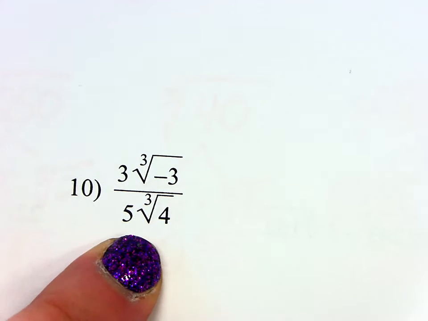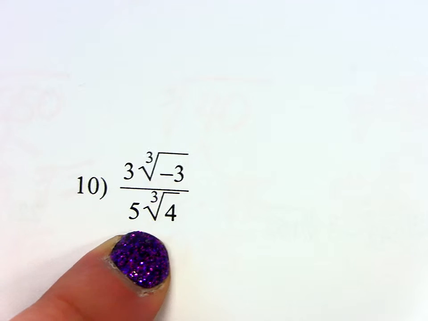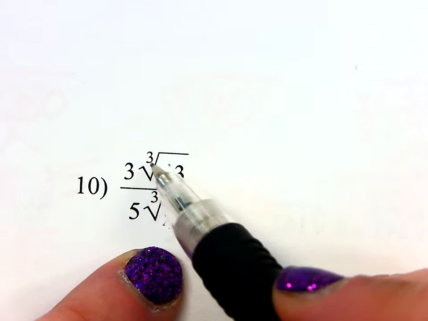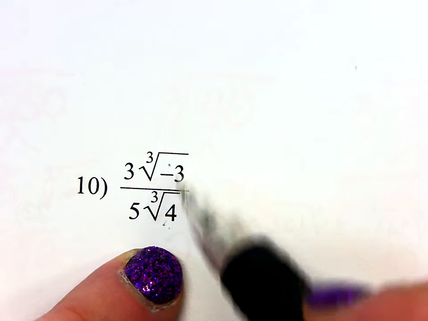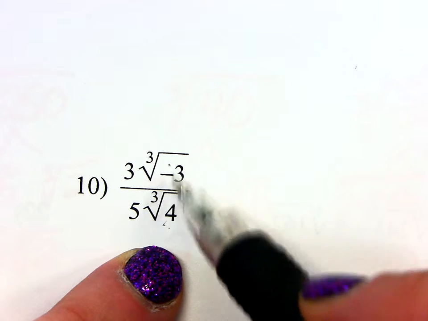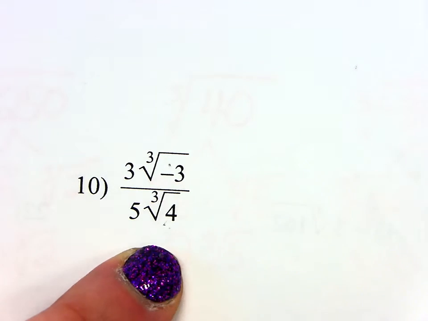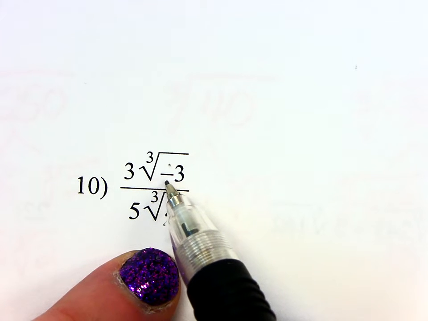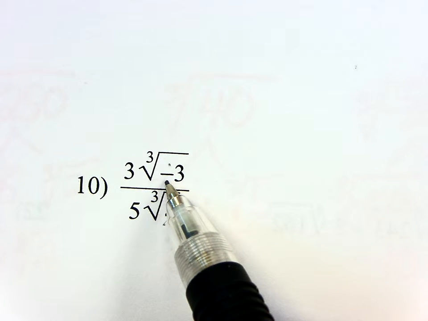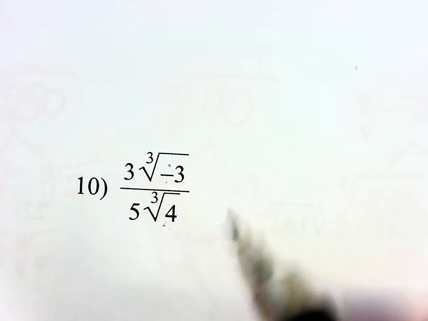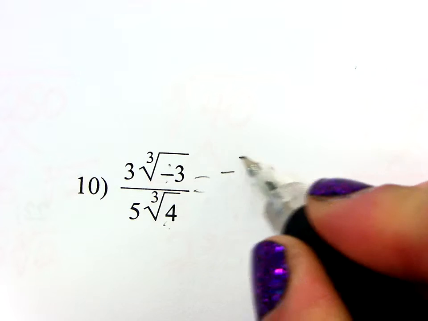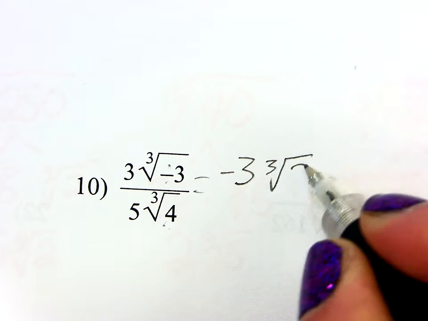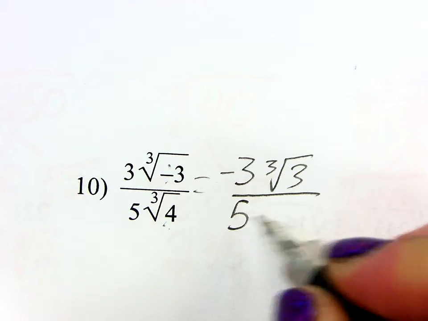So here, first thing I might do, remember that you could still reduce. If they're both under a cube root and I had something that reduced right there, I would reduce. Negative 3 over 4 doesn't reduce to anything. But I can do something about that negative to make my life a little bit better. Take it out. So now instead, I can call this negative 3 cube root of 3 over 5 cube root of 4.